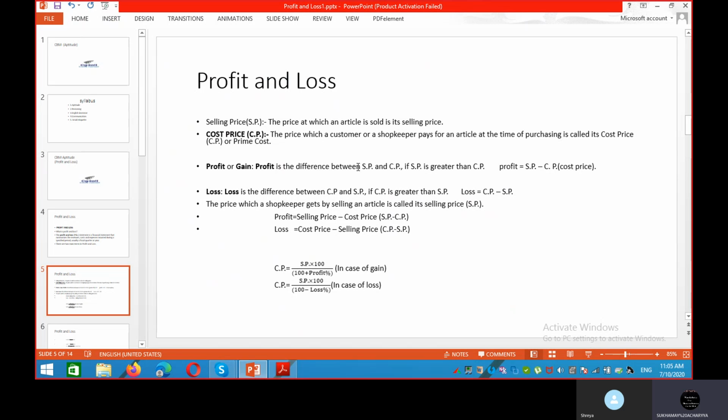Profit is the difference between SP and CP. If SP is greater than CP, profit is equal to SP minus CP. Loss is the difference between CP and SP. If CP is greater than SP, loss is equal to CP minus SP. The price which a shopkeeper gets by selling an article is called its selling price, SP. Profit is equal to selling price minus cost price, SP minus CP. Loss is equal to cost price minus selling price, CP minus SP. CP is equal to SP into 100 by 100 plus profit percentage in case of gain. CP is equal to SP into 100 by 100 minus loss percentage in case of loss.